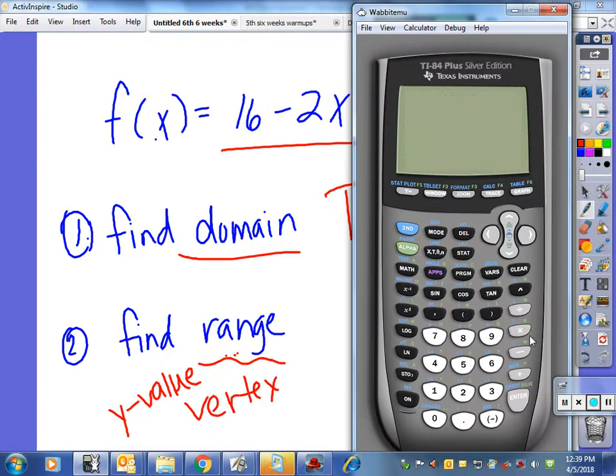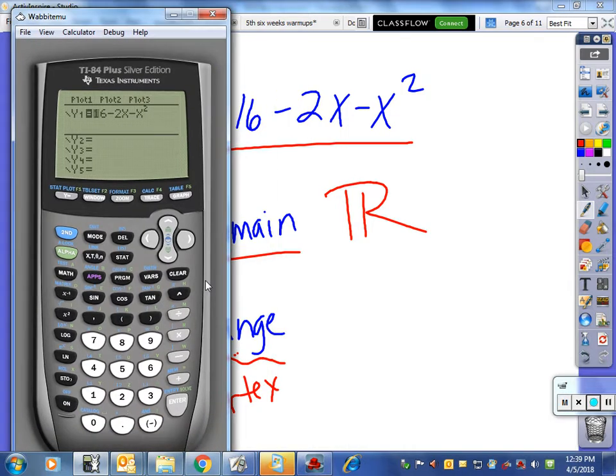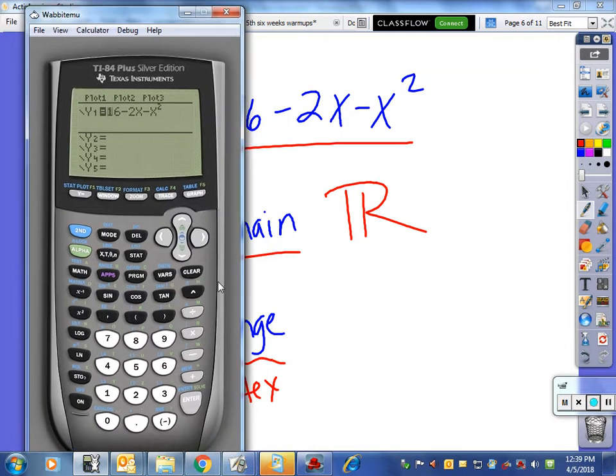Okay, so let's put this in our calculator. Somebody asked me if you have to flip it around. You don't have to. You can leave it just like it is. If you want to flip it around, you can, but make sure you keep all the signs correct. This is a negative value for A. That means this thing is opening down.